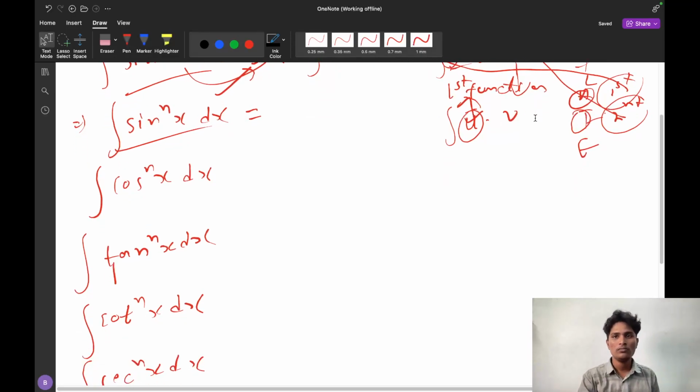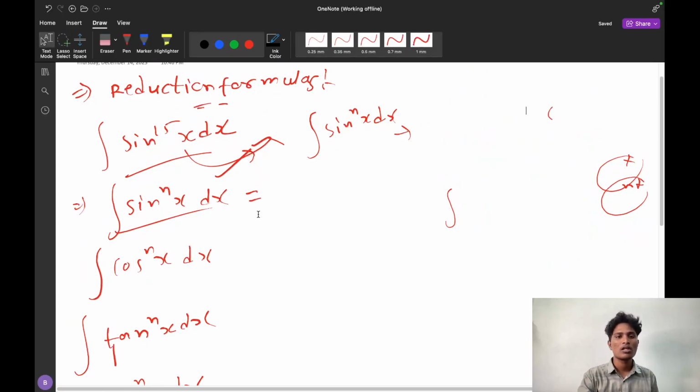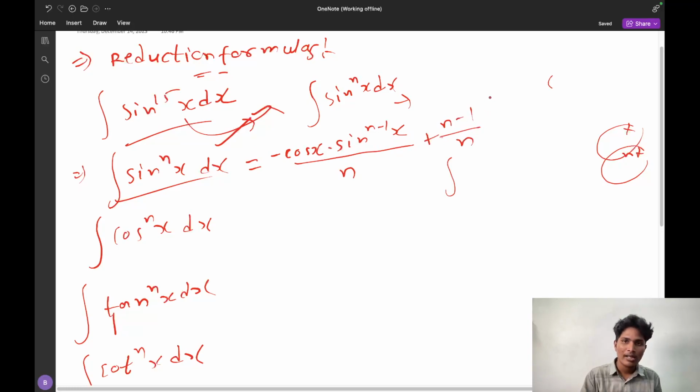So now, what is the integration of sin^n x dx? It is minus cos x into sin^(n-1) x divided by n, plus (n-1) divided by n, integral sin^(n-2) x dx. This is the formula for integral sin^n x dx.